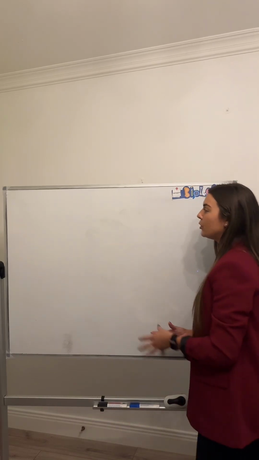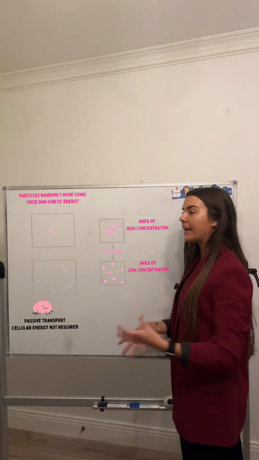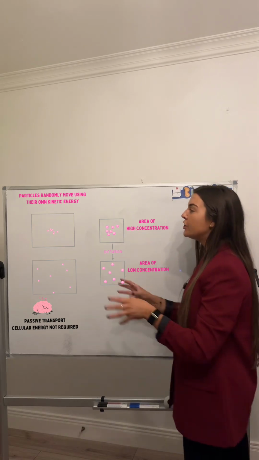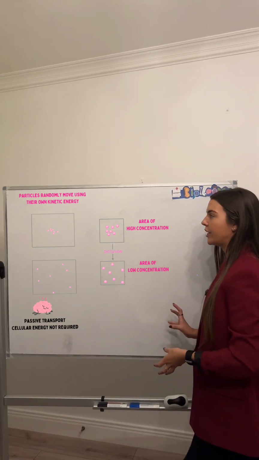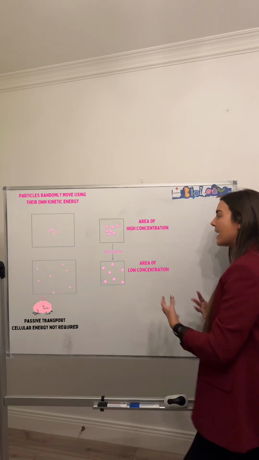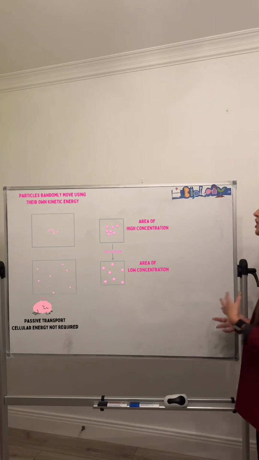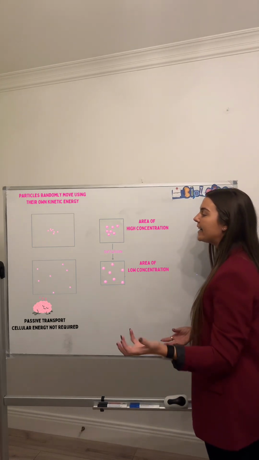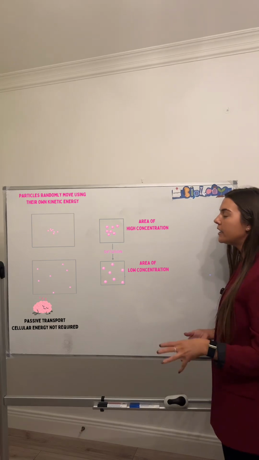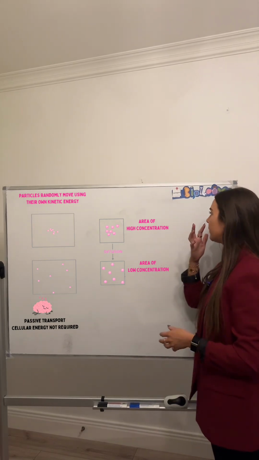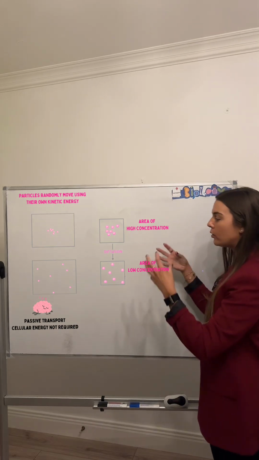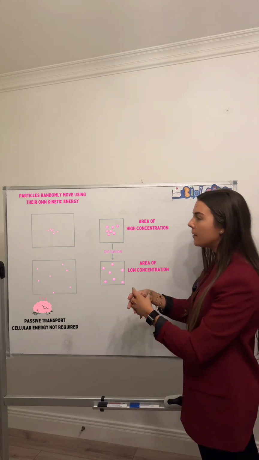Diffusion is the movement of particles from an area of high concentration to an area of low concentration. Now, it is described as passive transport because those particles do not require any external energy to be supplied to them. Because if we have a look here for a second, imagine we had all of these particles together.